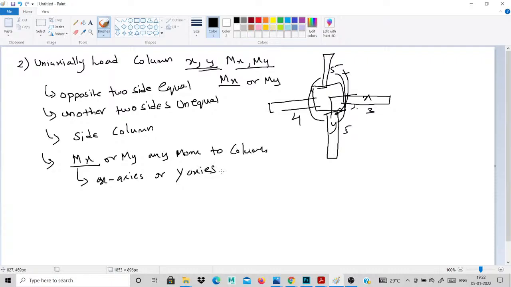The next column is the biaxial loaded column. The third column is the biaxially loaded column.